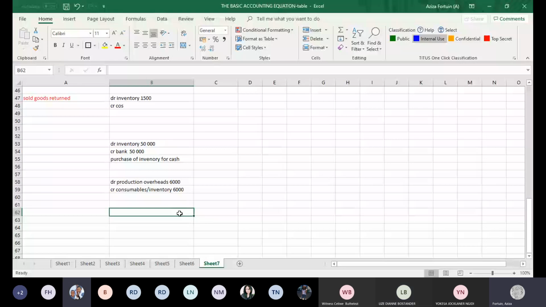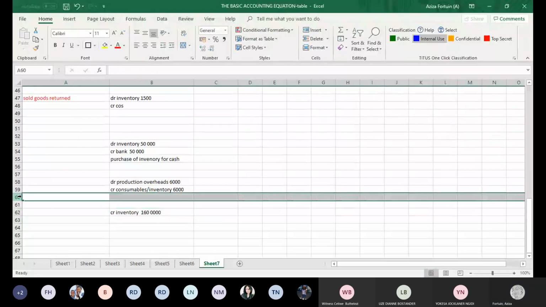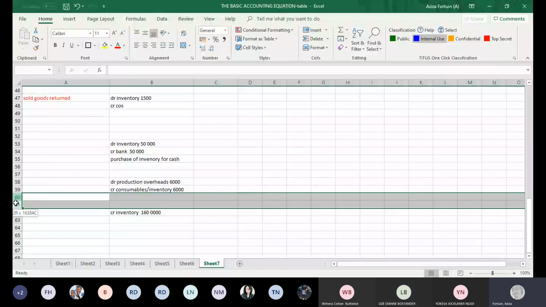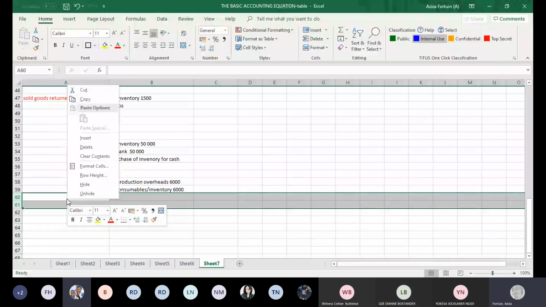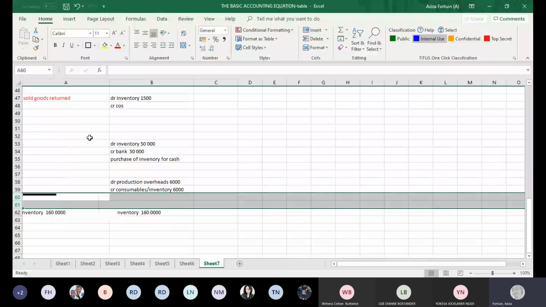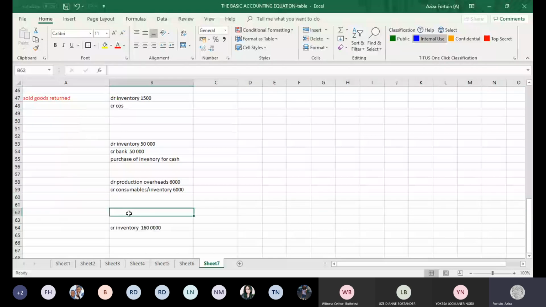The easiest leg of the transaction would be to credit inventory. Am I right? Because we issued it to production. Yes. Okay, that's how you figure it out. Okay, so now let's figure out the 50,000, the 150,000.